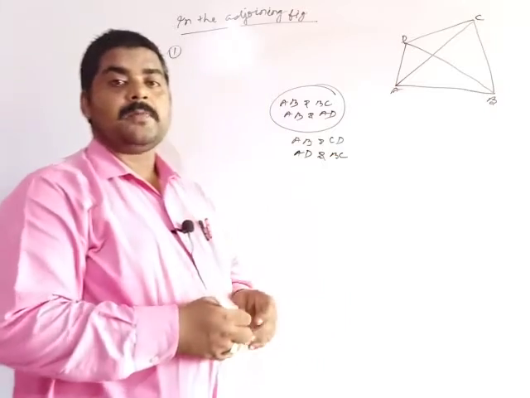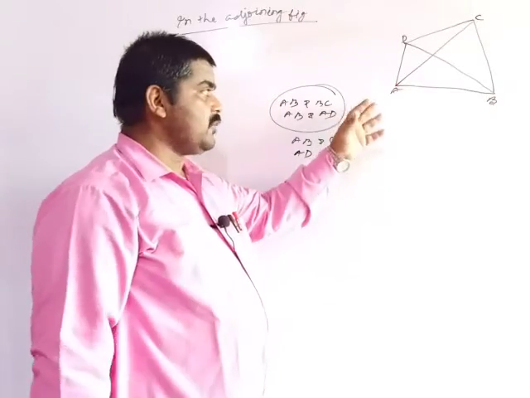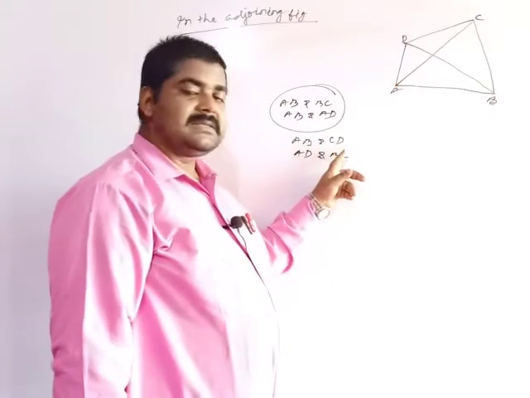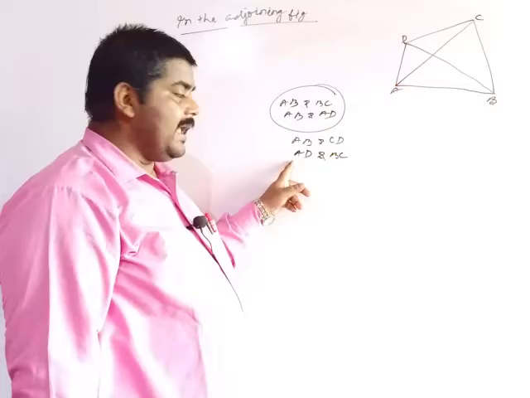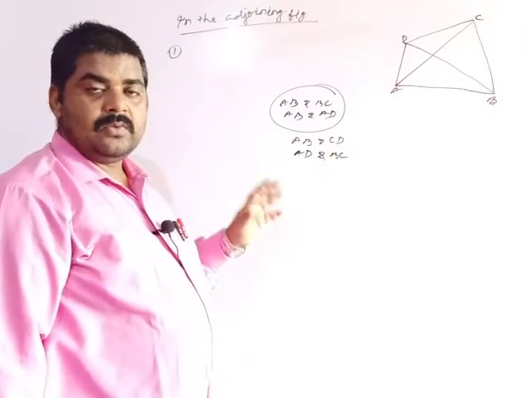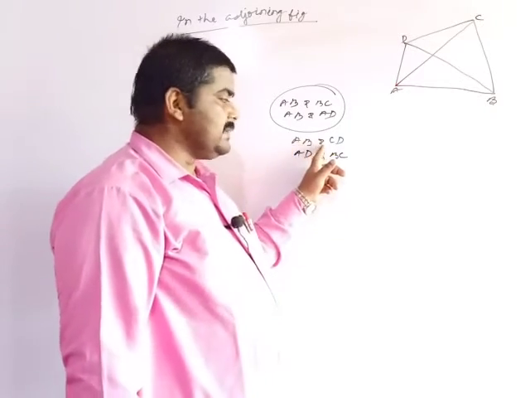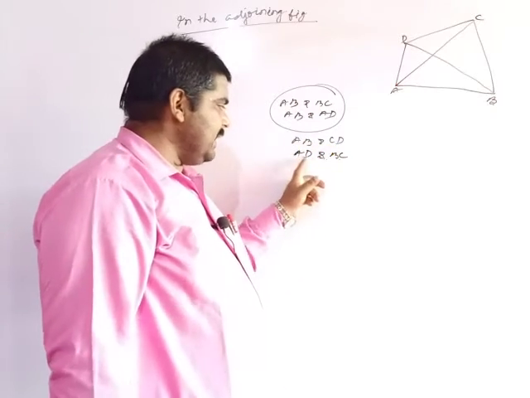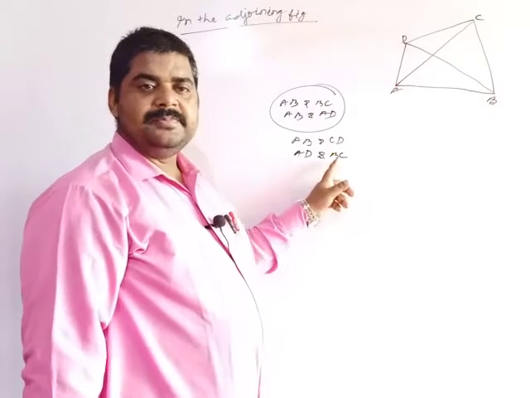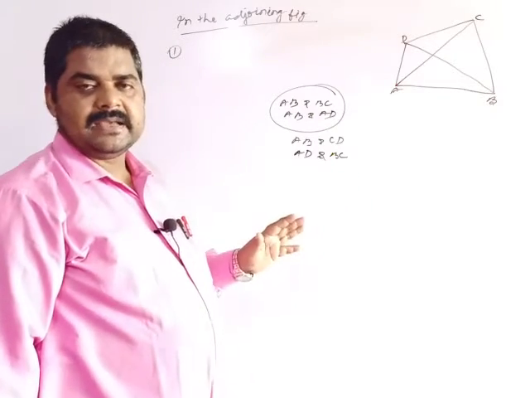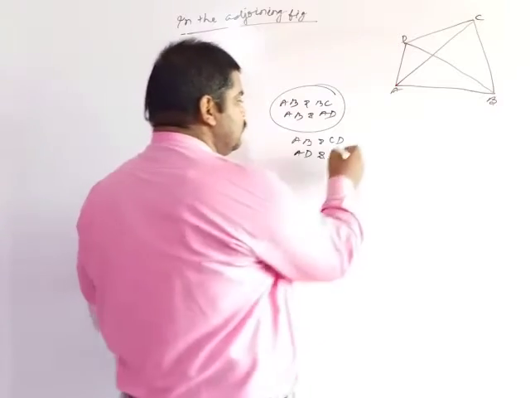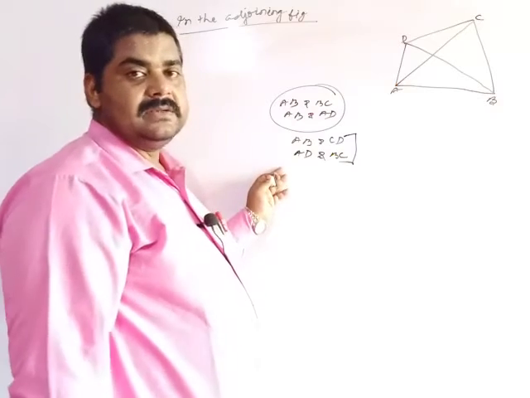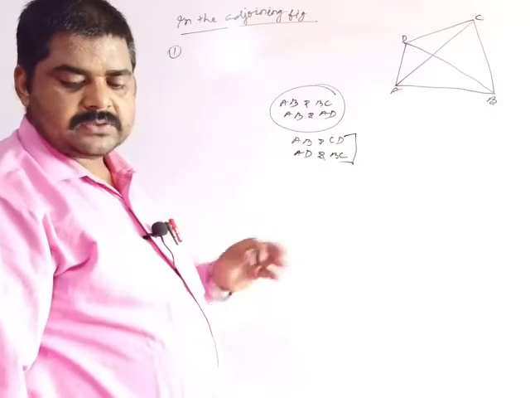So, how many pairs of opposite sides are possible in this quadrilateral? Actually, two pairs. The first pair is AB and CD, and the second pair is AD and BC. AB and CD can be written as CD and AB, no problem, and AD and BC can be written as BC and AD, both are the same. So two pairs of opposite sides are possible, and these are their names. That is the solution of the first question.